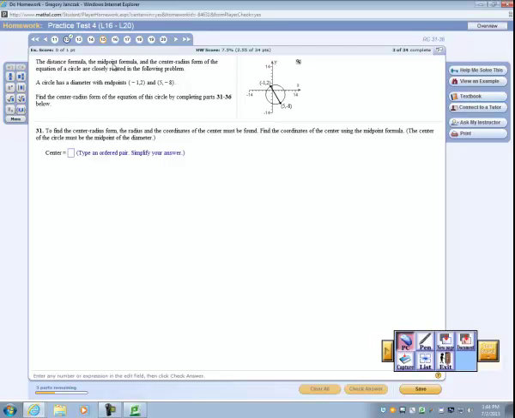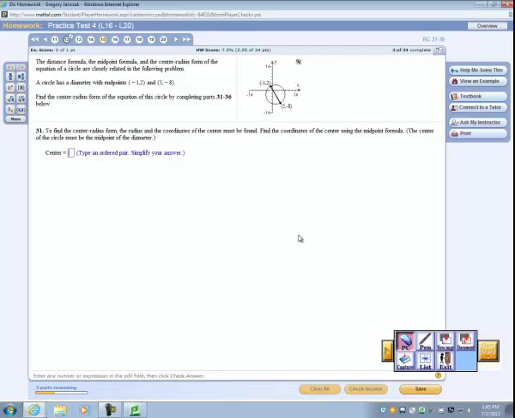So the distance formula, the midpoint formula, and the center radius formula of the equation of a circle are closely related. A circle has a diameter with endpoints -1, 2, and 5, -8. So you have these 2 endpoints. Find the center radius form of the equation of a circle. Okay, first the radius and the coordinates of the center must be found. Find the coordinates of the center using the midpoint formula. They tell you which one to use. Okay, so first thing you're going to do is find h, k, the center. Next thing they want you to do is find the radius using basically the distance formula and divide by 2.